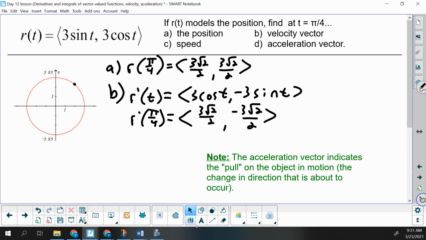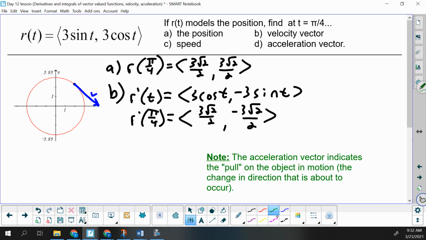And we're going to draw in that velocity vector. From our point, we want to move right 3 square root of 2 over 2, and then move down 3 square root of 2 over 2. We can get a sense of what that is based on where that point is. It's around 2.1-ish or so. So we move right that same amount and then down that same amount. Because it's down the same amount, it should end up on the x-axis. So this is our velocity vector right there.